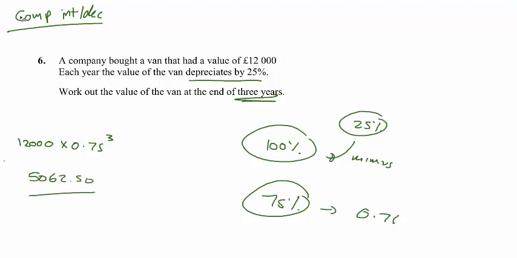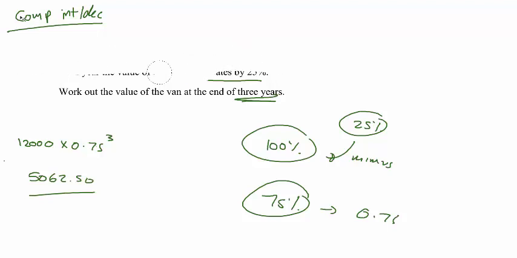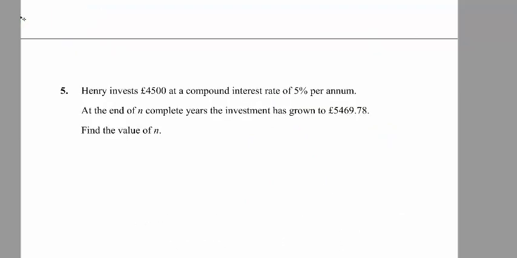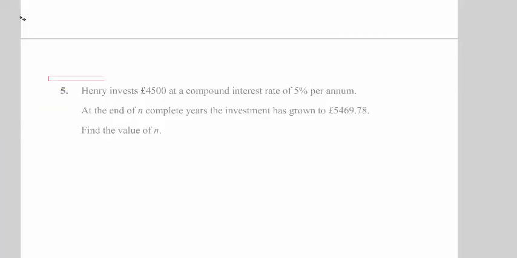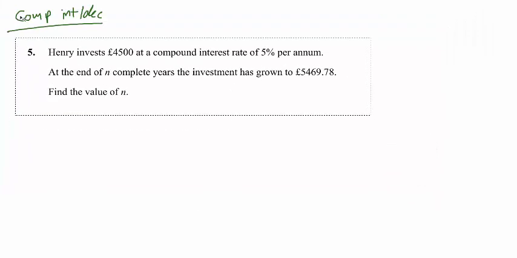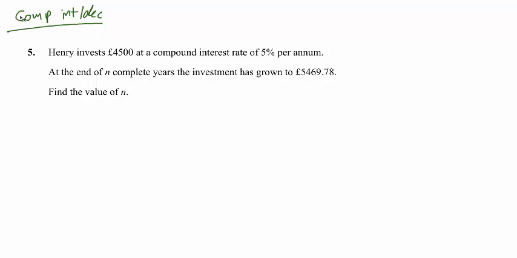Okay. Now let's just look at a few different types of question, so we can feel comfy on how the different questions could be asked. Here's a good one. Okay, so we got Henry over here, who's investing 4,500. So here's the deal. Okay, this one's different. So you start with 4,500, and we don't know how many years this one has been done. So it's like Henry invests 4.5 grand at an interest rate of 5%.